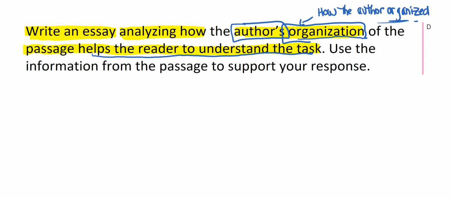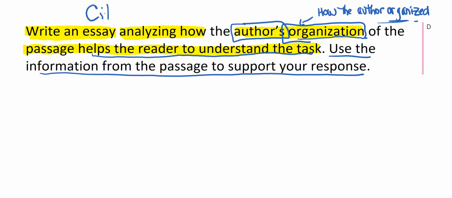So, here's what I'm thinking. I'm sketching this out. I'm going to need a list because here's that part. It says use the information from the passage to support your response. And you know what that means. It means you got to cite the text. You can't just say, well, I think he did this. You have to say for real what he did. You have to find the facts and put in there what the author really did.